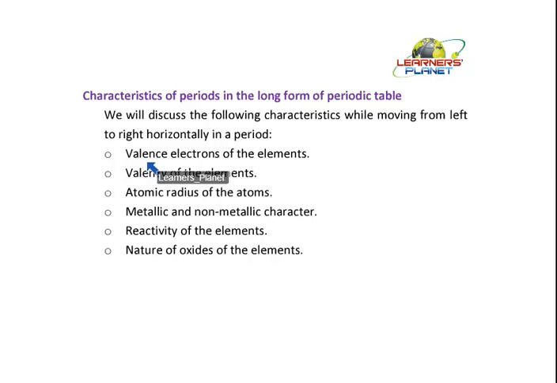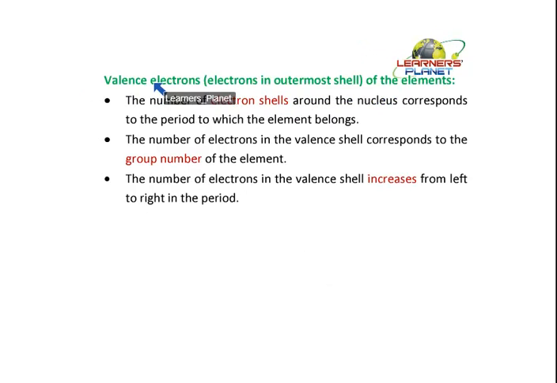We'll study valence electrons of the elements, valency of the elements, atomic radius of the atoms, metallic and non-metallic character, reactivity of the elements, and nature of oxides of the elements. So students, I'll take up these properties one by one and try to explain them. Let's take up the first property, valence electrons.